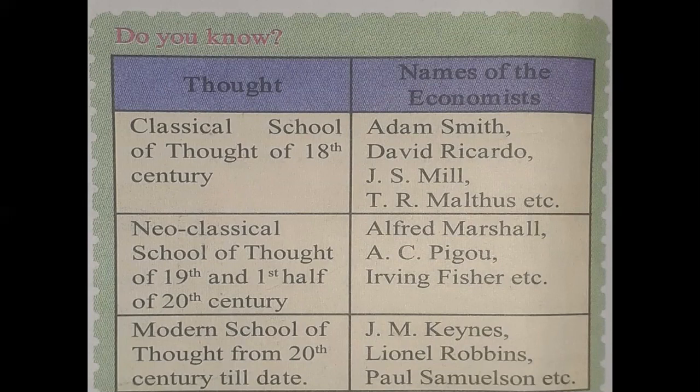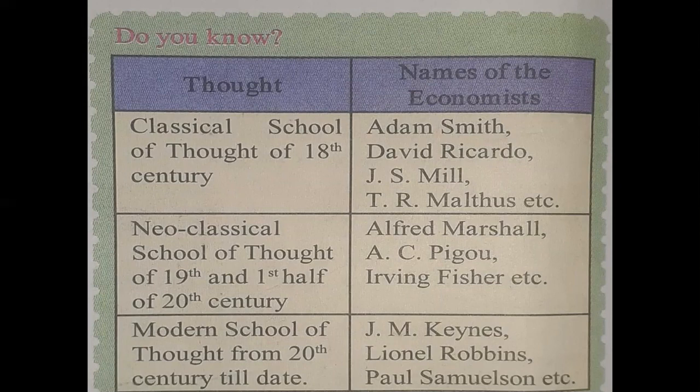How many economists are there? There are, I think, four economists. The first is Adam Smith, the father of economics. Then David Ricardo, then J.S. Mill, and last is T.R. Malthus. See, these four economists are the classical economists whose thoughts are the 18th century's thoughts.